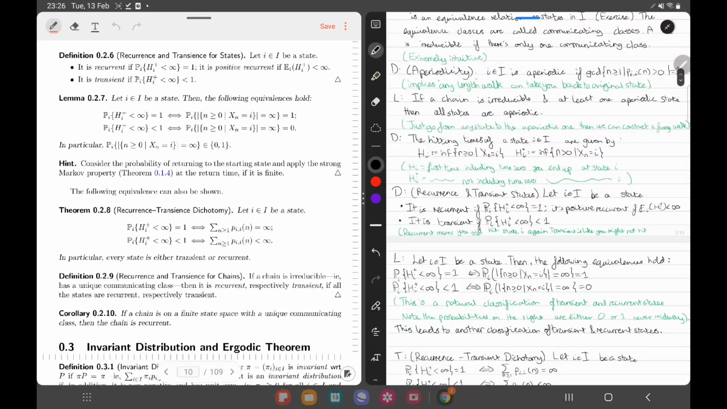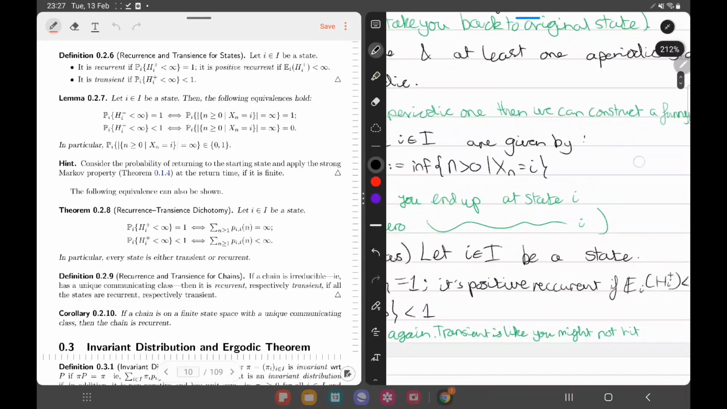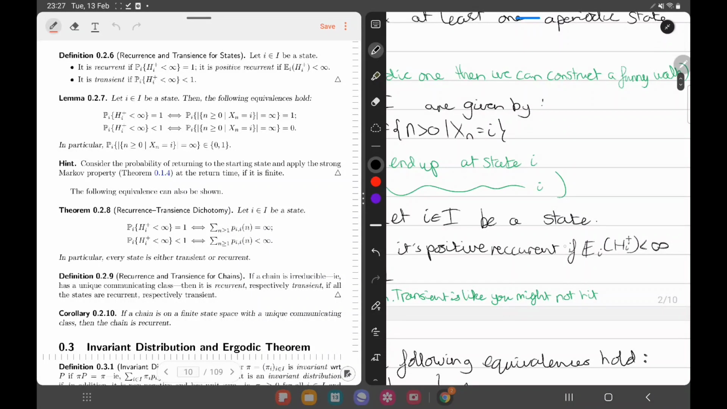So what are we doing here? Recurrence and transient states. Let i be a state, it's recurrent if the probability of returning in the future, so not originally, is equal to 1. It's positive recurrent if there's that, and transient if that. These are all really straightforward things. Positive recurrence is probably just the most confusing part about this, and all that really means is, given that you started at state i, the expected return time is finite.